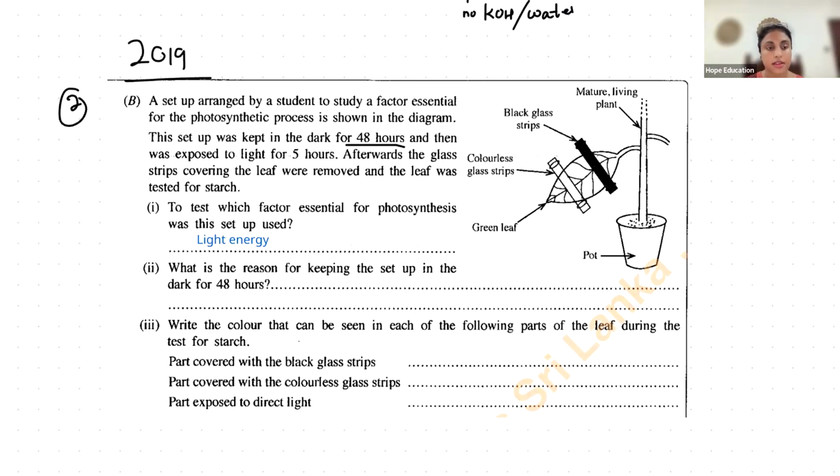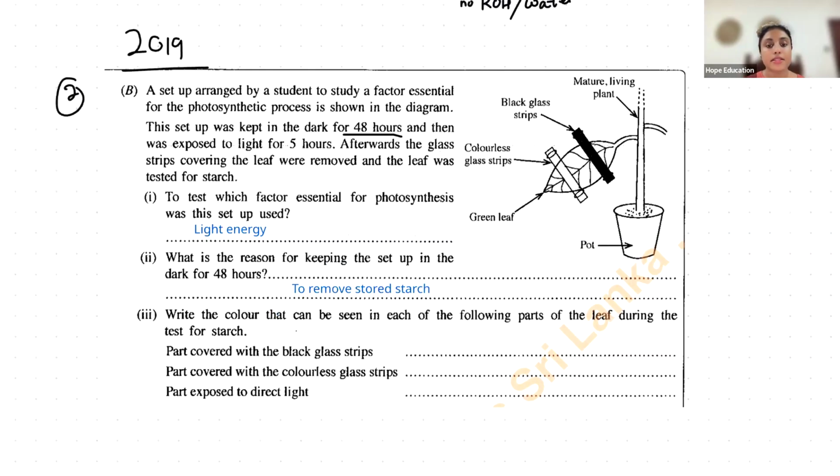Yes, correct. Otherwise, the area covered by the black glass strip, where there is no light energy, won't photosynthesize. But when you do the starch test, it will give positive results. Again, there is starch there, because there can be stored starch. However, when we keep the plant in dark for 48 hours, the stored starch will be removed. So, to remove the stored starch.